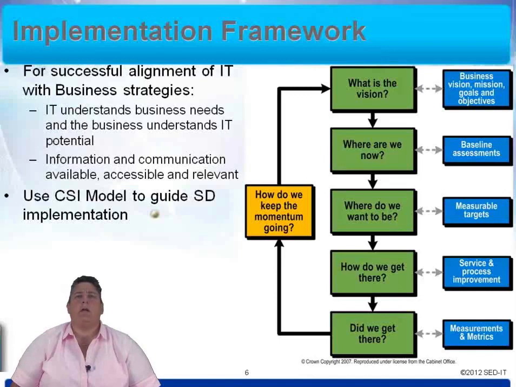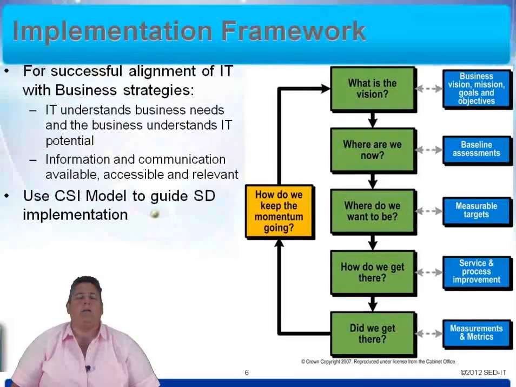In order to deploy appropriately, you need to understand what the vision is. This is the business vision, mission, goals, and objectives. Once we understand the vision, we need to figure out where we are now, and we would do a baseline assessment and a gap analysis. When we have that answer, we want to understand where we want to be, and we would define measurable targets. Then to achieve those targets, we would design our service and process improvements.